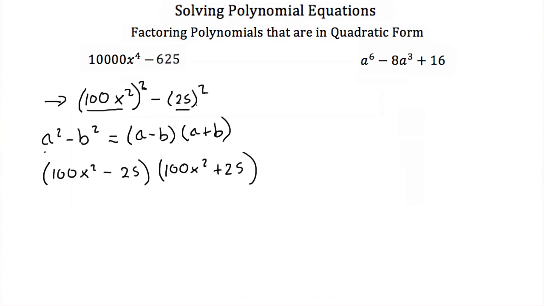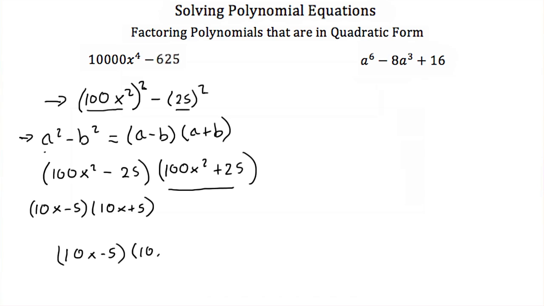Now 100x squared plus 25 can't be factored anymore, but 100x squared minus 25 can be, and actually we use the exact same identity. These are squares again, so this would break down to 10x minus 5 times 10x plus 5. So then our final factored equation would be 10x minus 5 times 10x plus 5 times 100x squared plus 25.